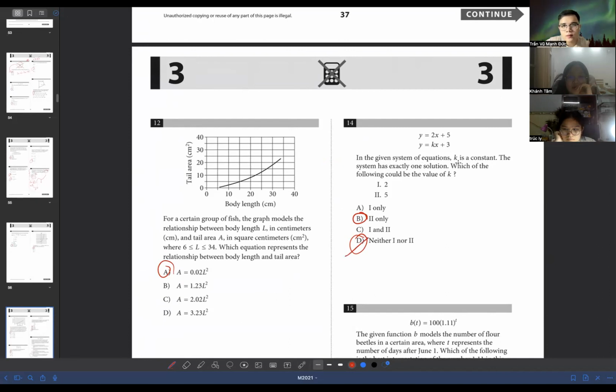In the system of equations, k is a constant. The system has exactly one solution. Which of the following should be the value of k? All right, so exactly one solution. Because they only have one solution, I would assume that... All right. Let me briefly remind you guys of this topic, the system of equations.